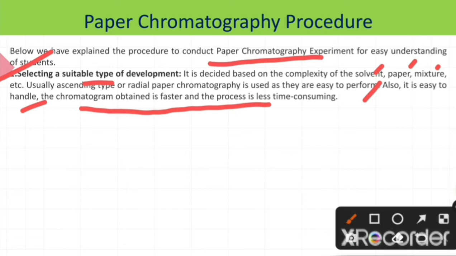Here, first we have to select the type of development. Which type of development we select is very important for the movement of samples. Mostly ascending type or radial paper chromatography is used because it is a faster and less time consuming method.